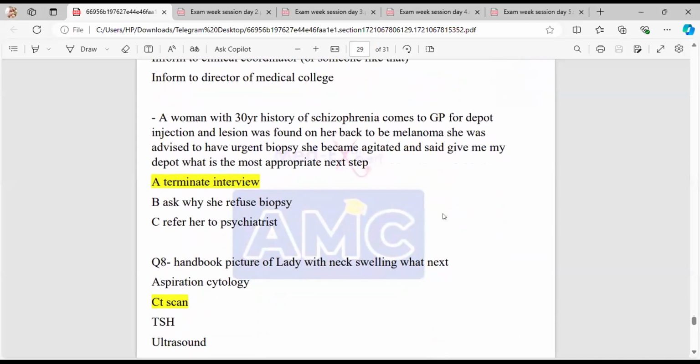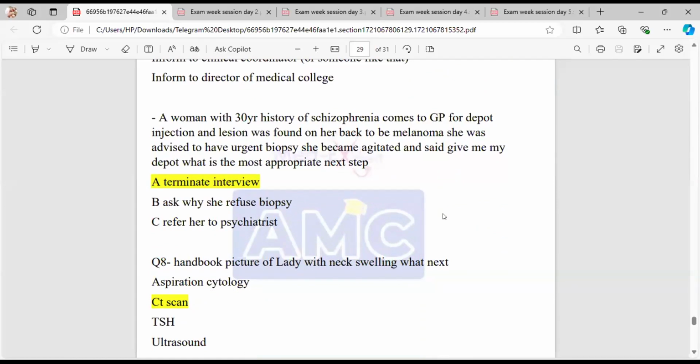A woman with a 30-year history of schizophrenia comes to the GP for a depot injection, and a lesion found on her back is suspected to be melanoma. She was advised to have an urgent biopsy. She became agitated and said, "Give me my report." What is the most appropriate next step? A 10-minute interview, ask why she refused the biopsy and refer her to a psychiatrist.